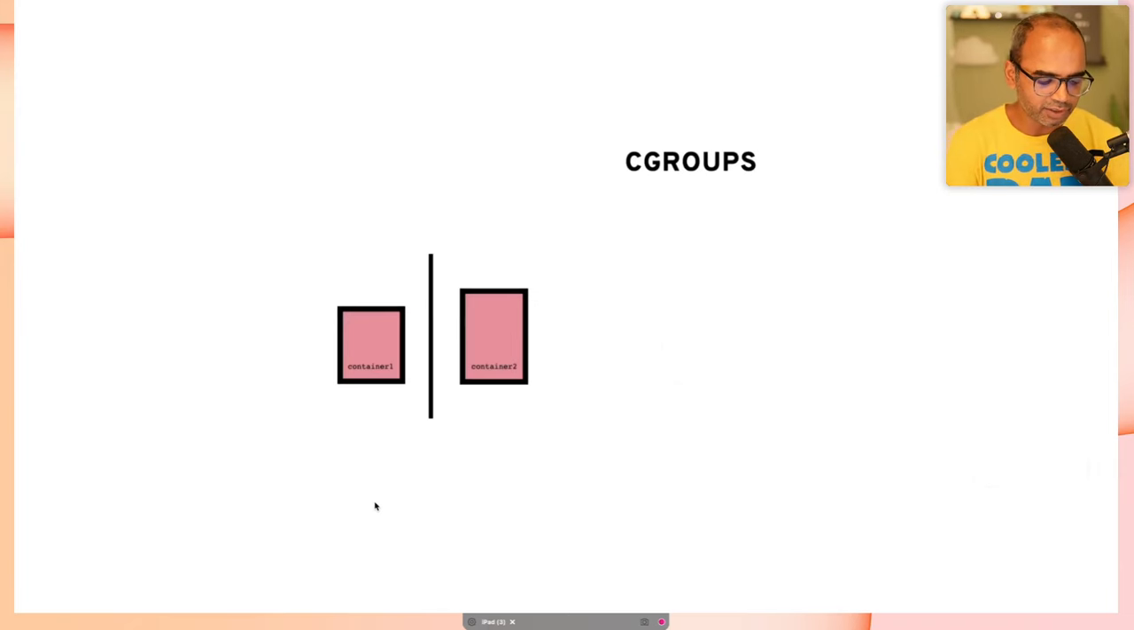Because let's say you run containers on a host. There are two containers. One of them has a memory leak. What it's going to do is start eating up the memory for all the other containers and even affect the performance of the system. How do we control it is where we needed a technology to put some control or a limit.